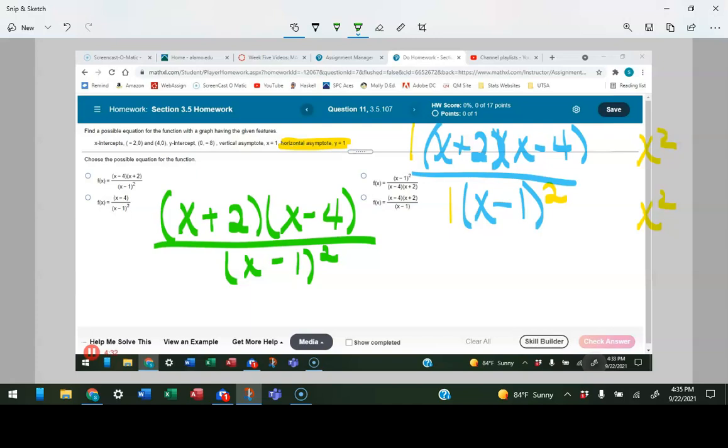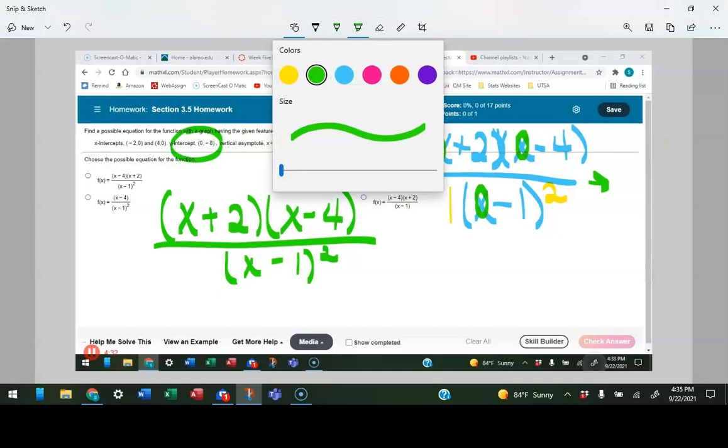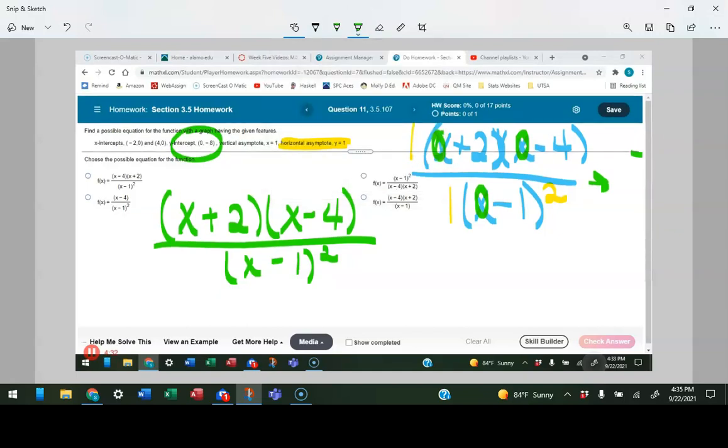The last thing I need to do is make sure that my y-intercept is at 0, -8. So if I shove in a 0 here, and a 0 here, and a 0 here, do I get a -8? Hang on, let me erase some of the stuff. On the top, I am going to have a 2 times a -4, which is a -8. On the bottom, I'll have a -1 squared, which goes to +1. So that gives me my y-intercept that I was looking for. So this is what I'm looking for as my answer, and so you have that in your multiple choice options.